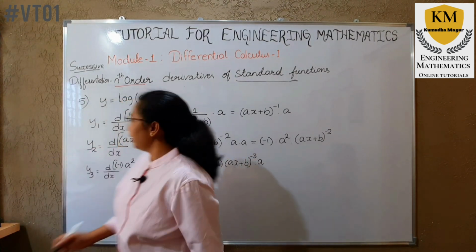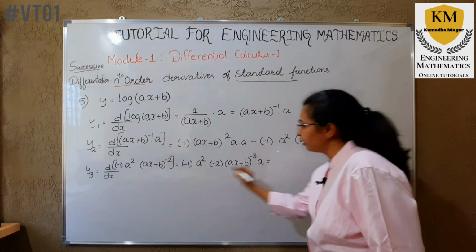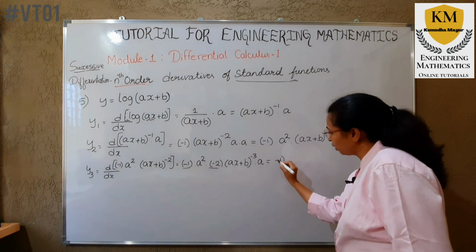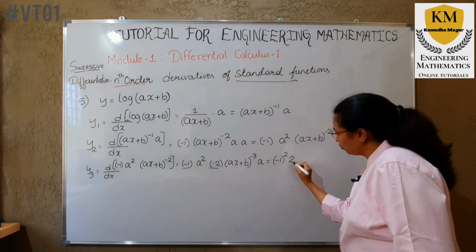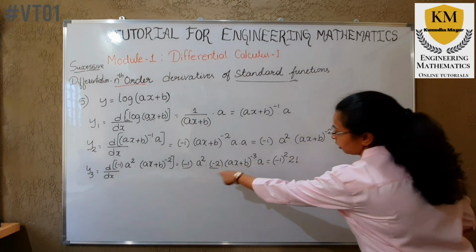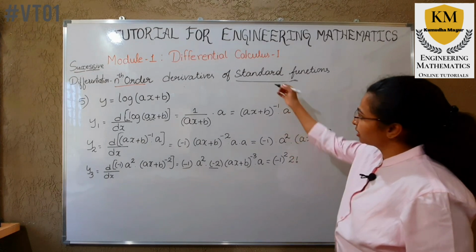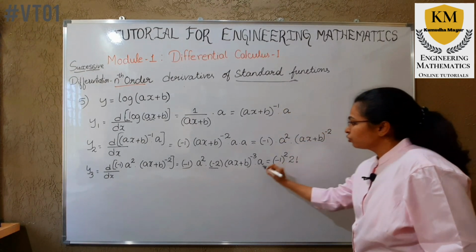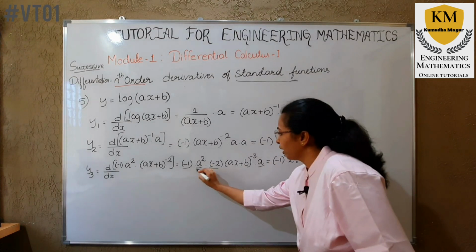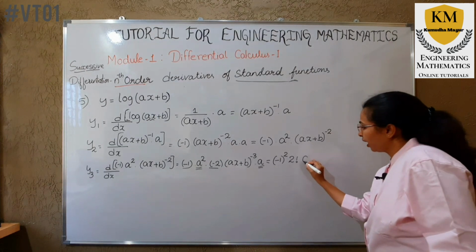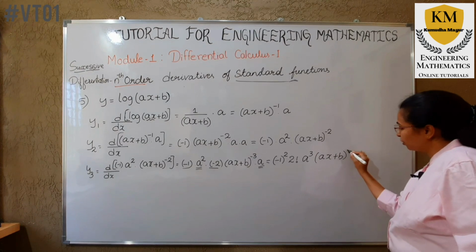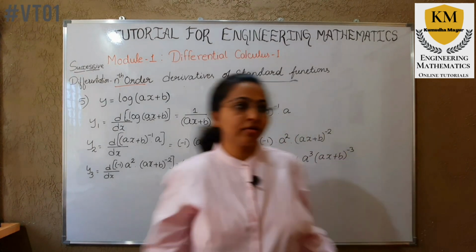Let me reframe this once again. See here minus 1 and minus 2. I think you can write this as minus 1 whole square into 2 factorial. I hope you understood how this step has come from the last standard function where I have explained this. So 2 factorial as it is, then a square, you can observe, gives you a cube into ax plus b whole to the power 3. So this is about the third order.